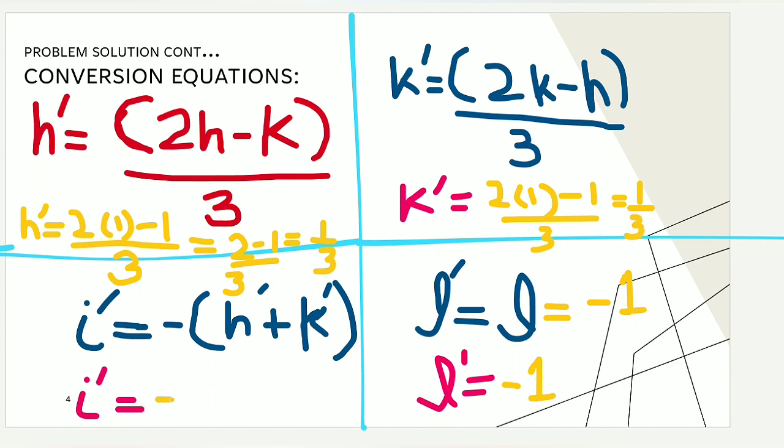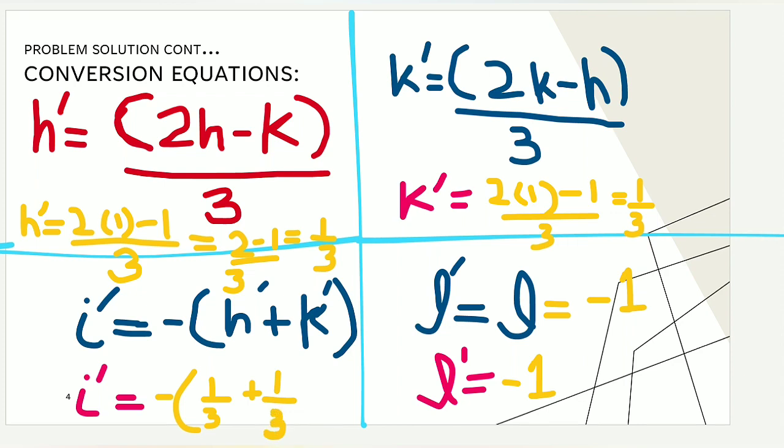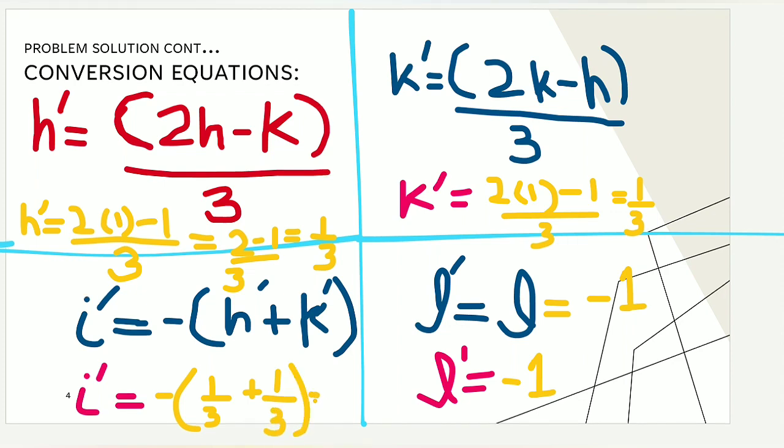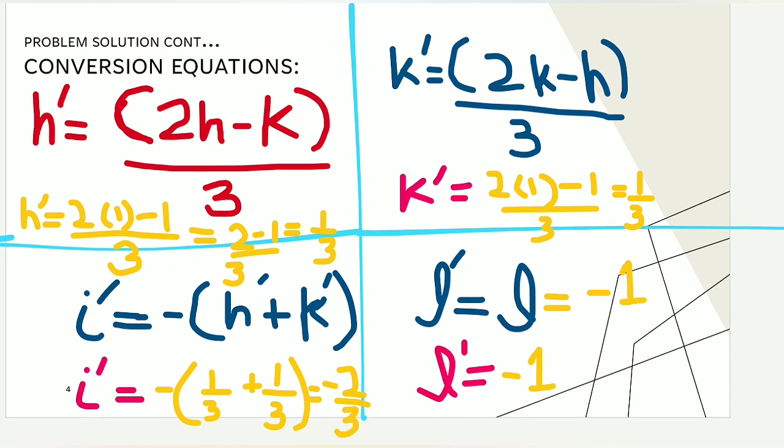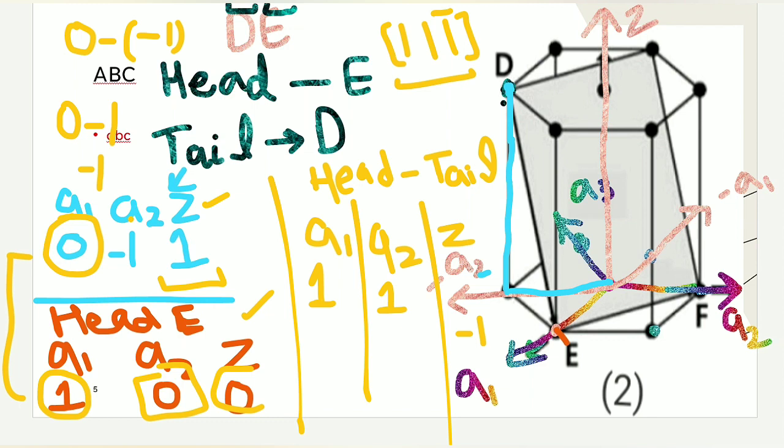Okay, now putting values into this expression, for I prime, H prime is 1 by 3 and K prime is again 1 by 3. 1 by 3 plus 1 by 3 is equal to 2 by 3, and the minus is outside the bracket, so that remains. We got 1 by 3, 1 by 3, minus 2 by 3 and minus 1 as the indices, and we have to remove the fraction. So the fraction should be removed, and let us do that.